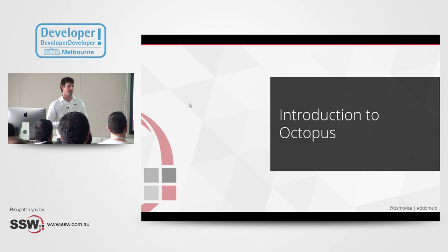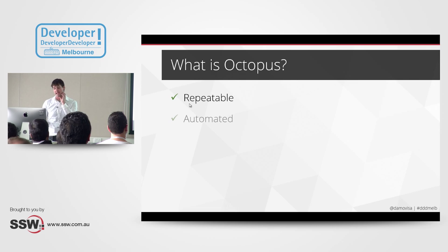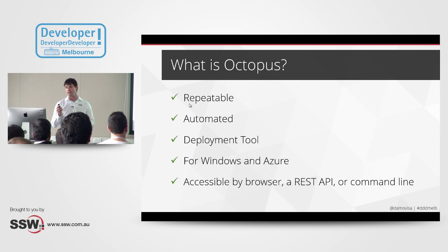All right, so let's get into it. Intro to Octopus. So what is Octopus? Basically, it's a repeatable automated deployment tool for Windows and Azure. So it's built on the Microsoft stack, and currently it only deploys to Microsoft servers and Azure and things like that. You can access the UI for Octopus using the browser, which is the usual way you do it. But you can also use a REST API. There are client libraries for C# and some other things. And you can use the command line if all else fails as well.